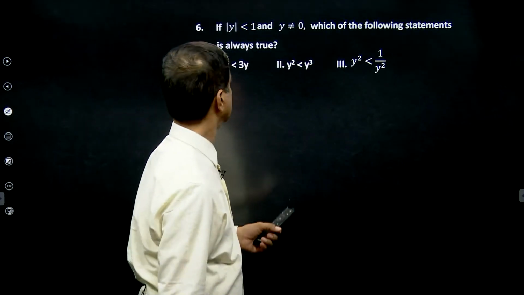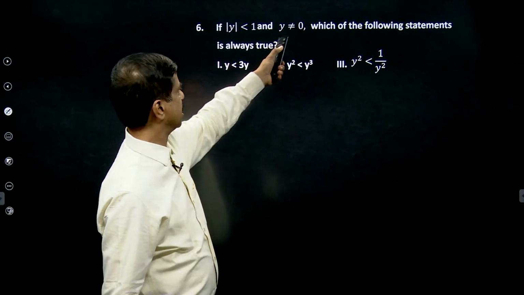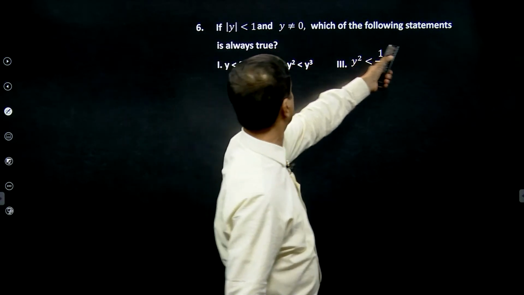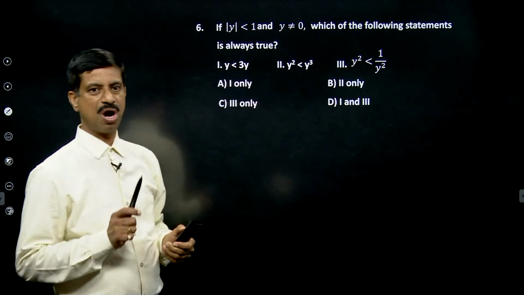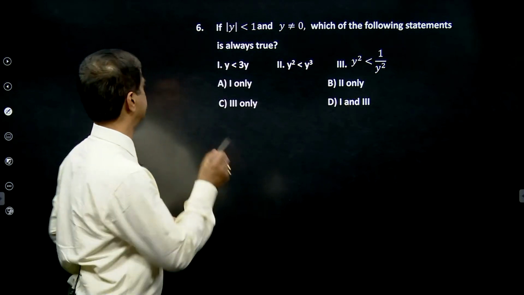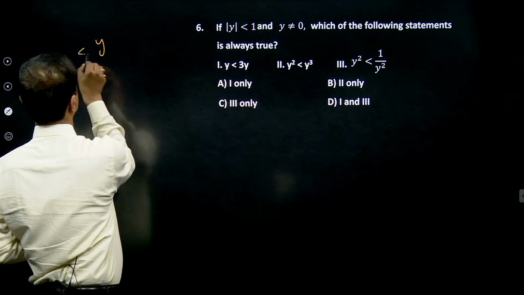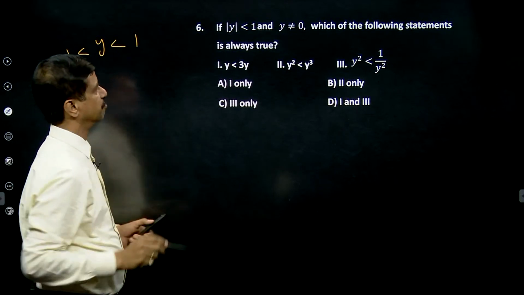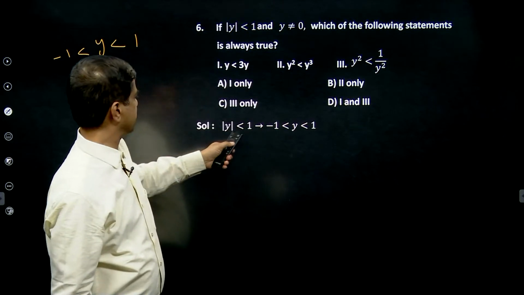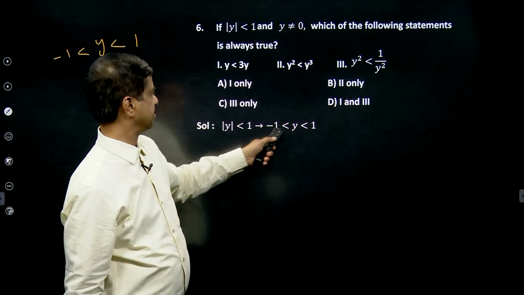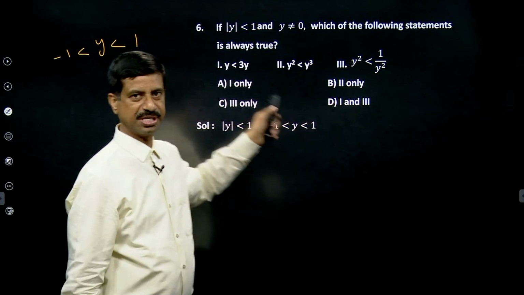Right children, let's move to the next question. If mod y is less than 1 and y is not equal to 0, which of the following statements is always true? Mod y is less than 1 means what? y lies between minus 1 and 1. So now mod y is less than 1, so y lies between minus 1 and 1. That is what we discussed just now here.